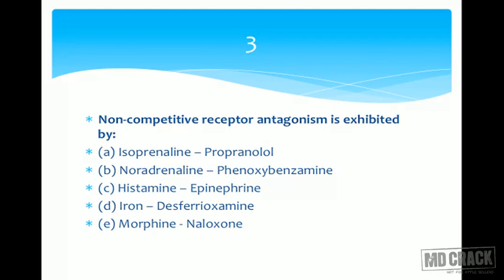Non-competitive receptor antagonism is exhibited by which of the following? I think it should be easy because they are giving pairs of various drugs. One is an agonist, one is an antagonist, and you have to choose which one is non-competitive.